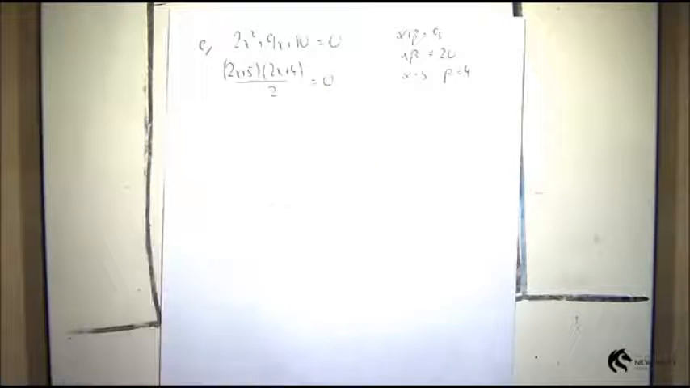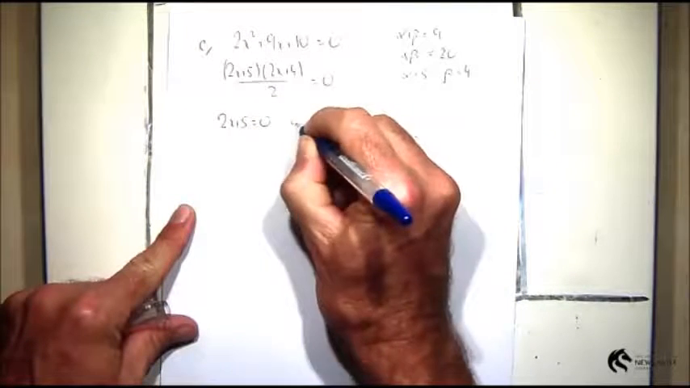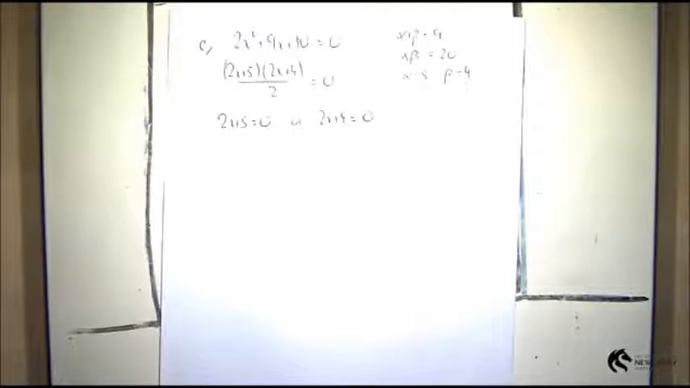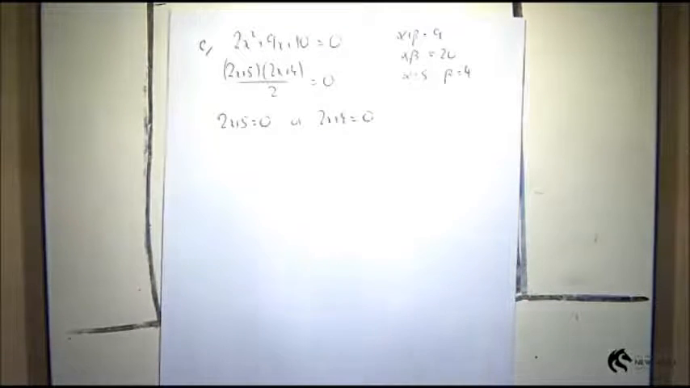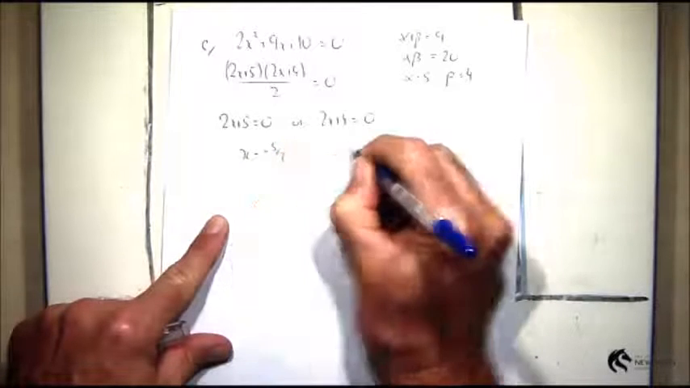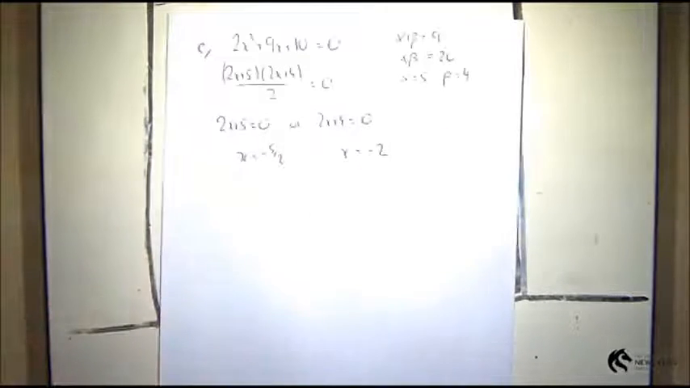And so I have in here either 2x plus 5 is equal to 0 or 2x plus 4 is equal to 0. And so this says x therefore is minus 5 on 2. Now that's minus 4, so that'll be minus 2 sitting there. And there are 2 solutions to my quadratic equation.